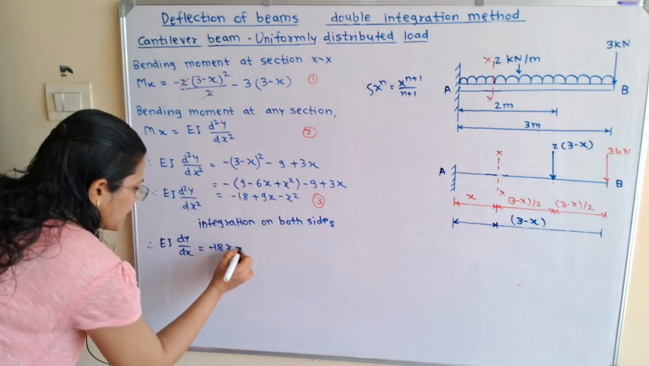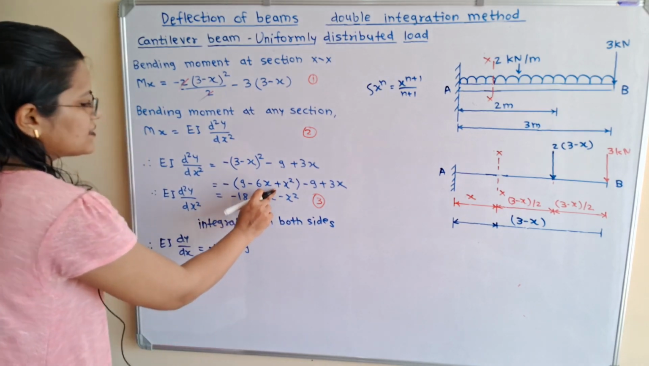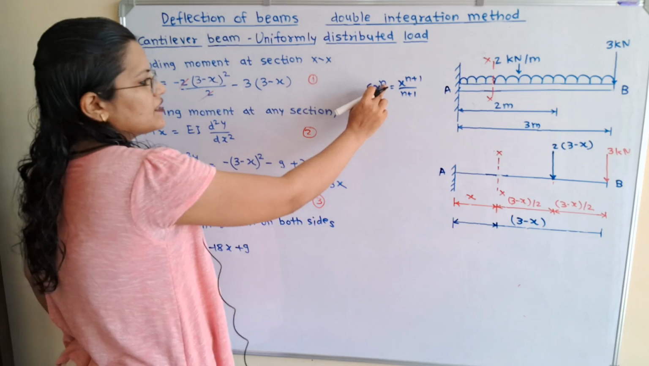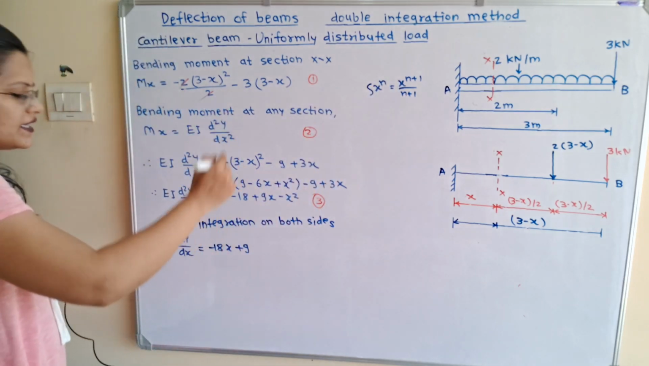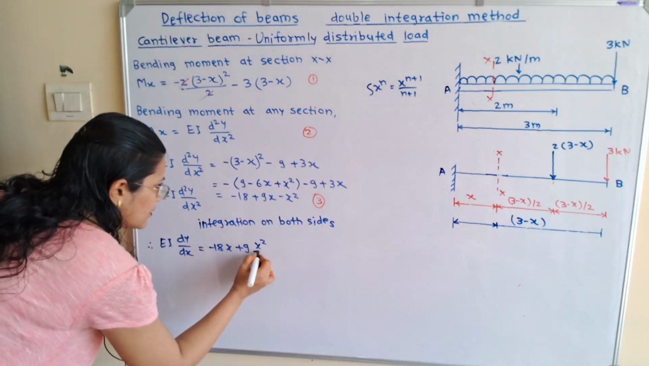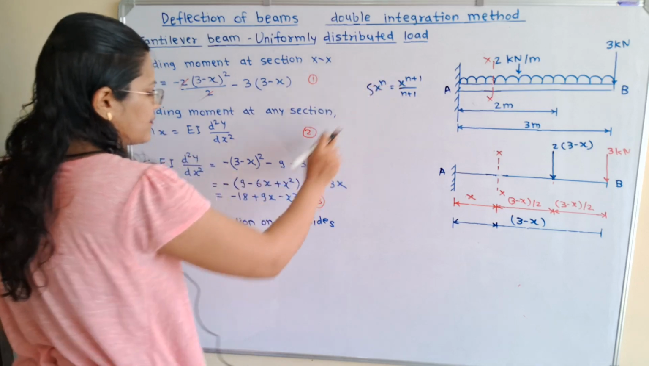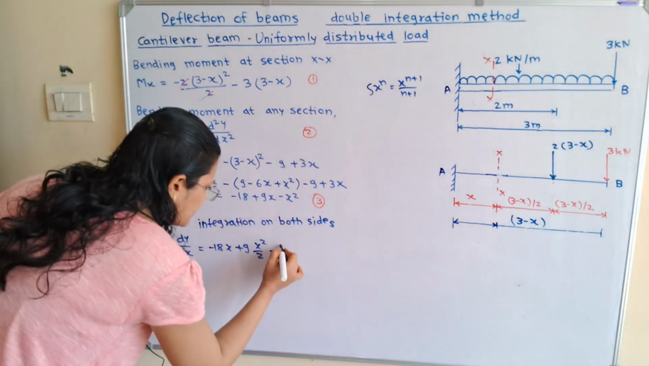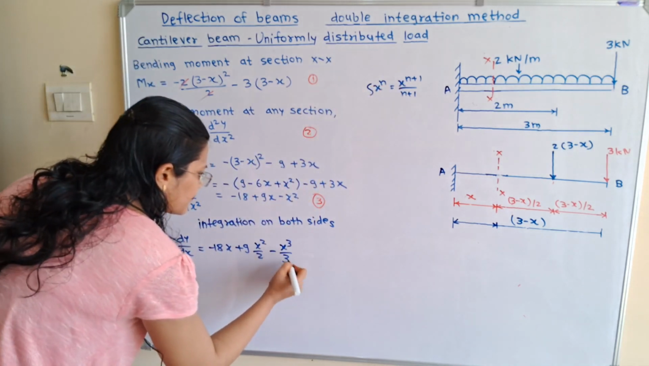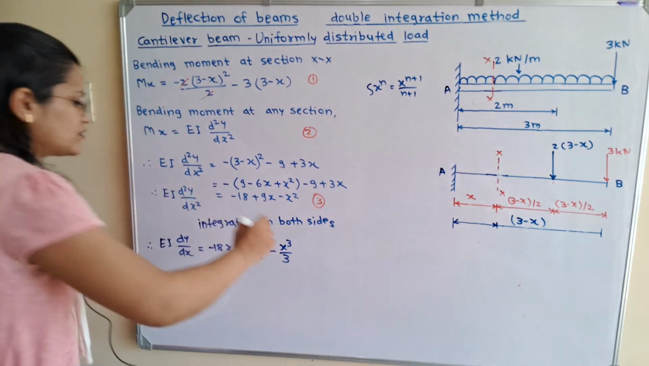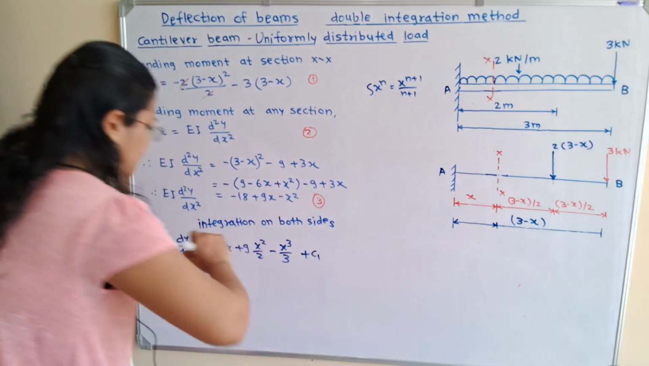Now what about this plus 9x? So here x raised to 1. So if we consider n is equal to 1, then it will become x square by 2. Minus, now here instead of n there is 2, so it will become minus x cube by 3. And we have to take the constant of integration, plus c1.